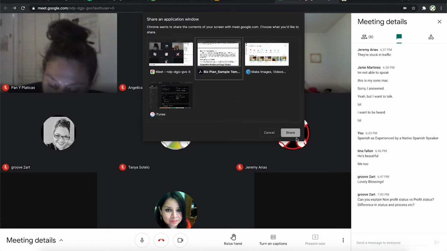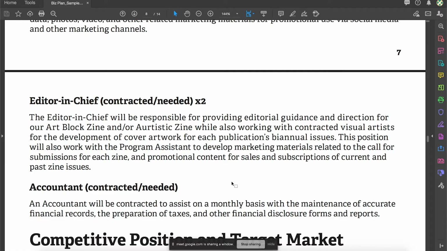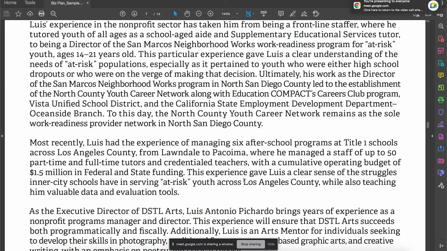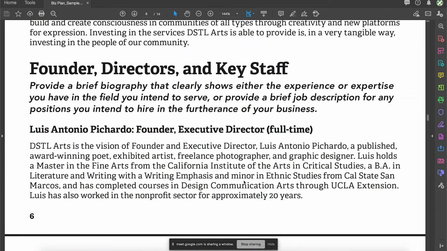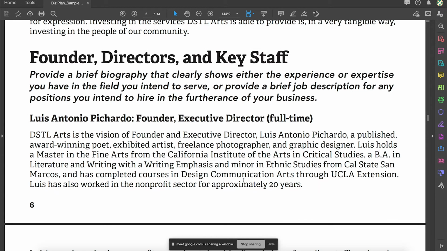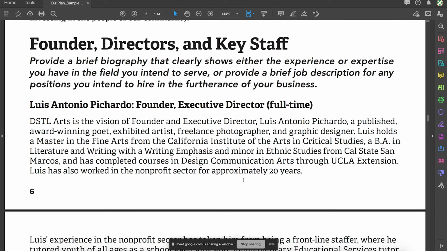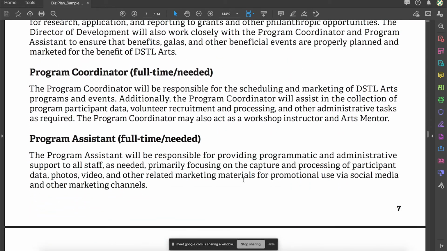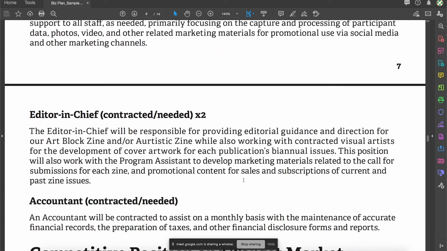All right, so going back to the handout here. Now, like I said, in the section that we just finished, you'll give a brief biography that says why you're qualified to do the work that you're hoping to do. And then if you have staff that you still want to hire, that's where you put in a short job description.